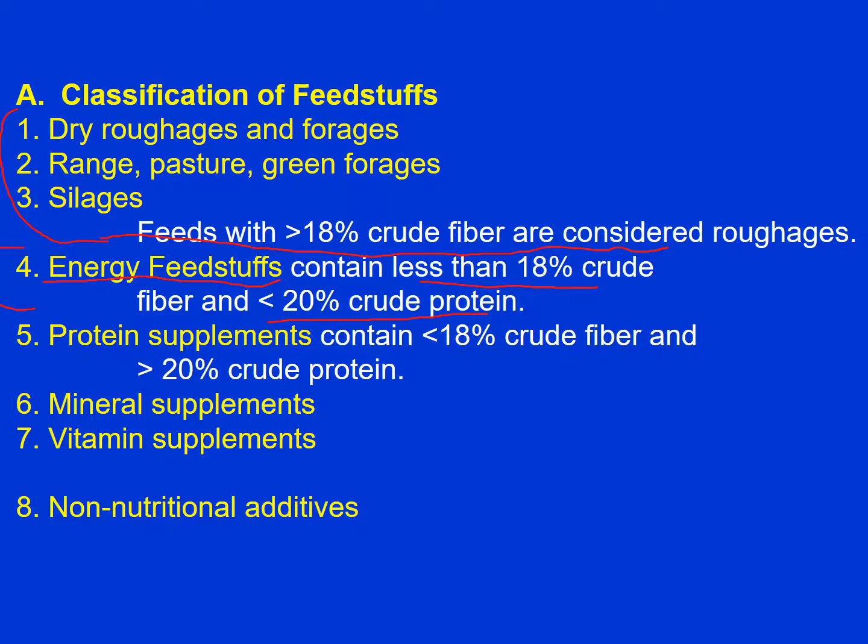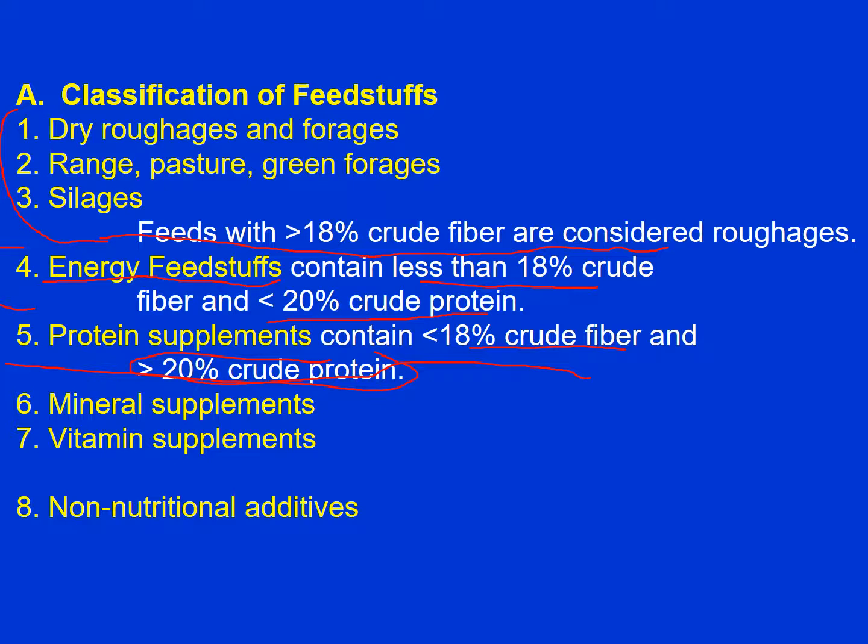All right, next on the list here, protein supplements, which are low in fiber and high in protein. Number one protein supplement in Minnesota would be soybean meal. So we grow a lot of soybeans. We extract the oil for human consumption and industrial purposes. And what we have left is soybean meal, which is going to be about 50% protein.